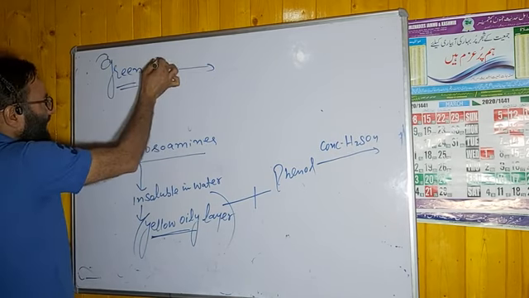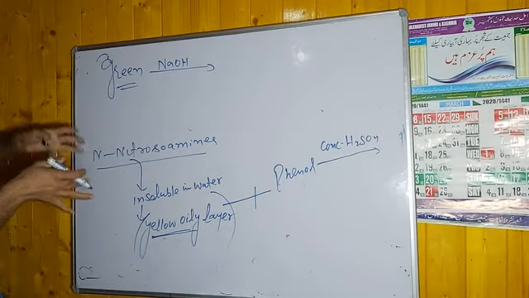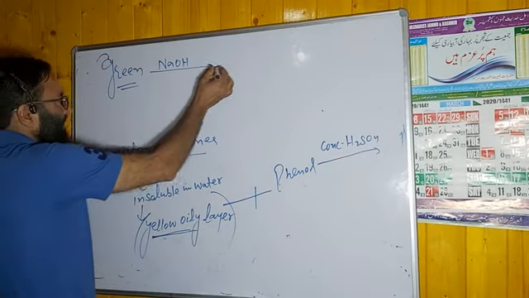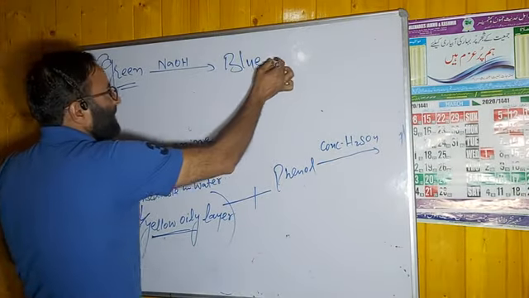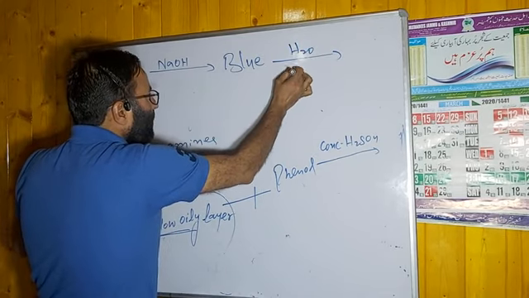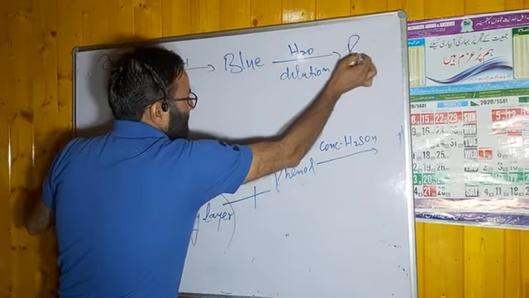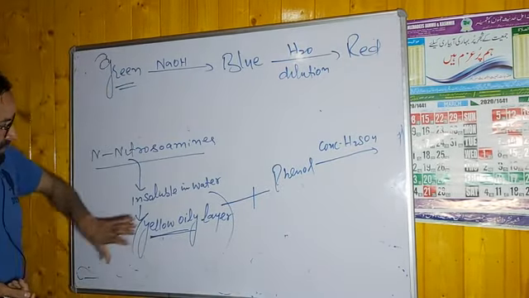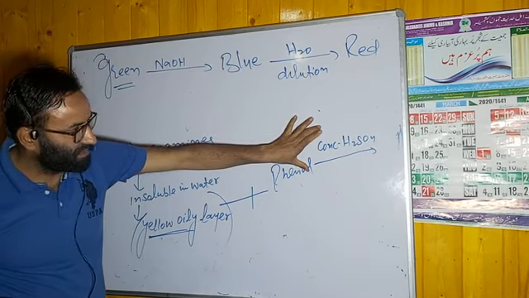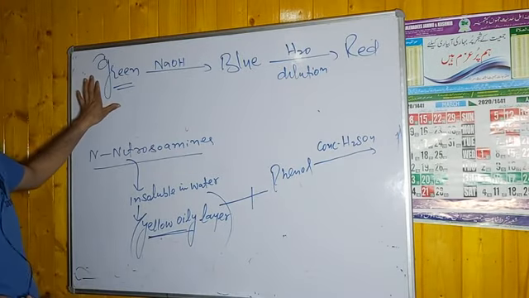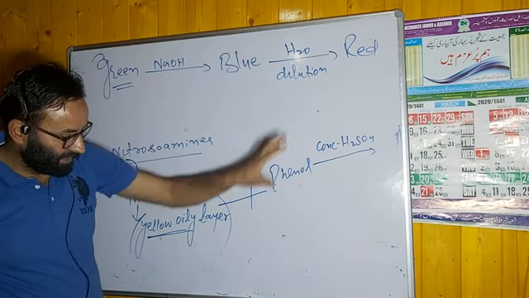If you add alkali to it, ab jo reaction hogi, green color aa gaya. Agar hum isko sodium hydroxide add karenge, alkali add karenge, the color changes to blue. Now if you add more water into the solution, upon dilution, the color finally changes to red. Ye aapko yaad rakhna hai. What is the color of the N-nitrosoamines? Yellow. When treated with phenol in presence of a few drops of concentrated sulfuric acid, the color changes to green. Upon treatment with alkali, the color changes to blue. Upon dilution, the color changes to red.